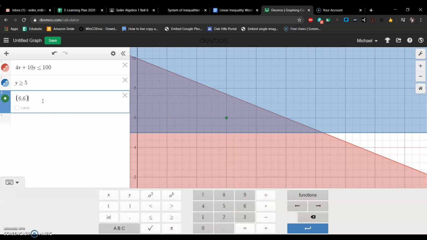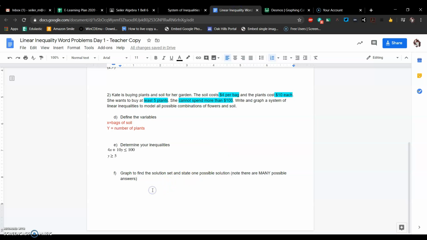So I type it in Desmos just to make sure it works, and it does. Like I said, there are lots of possible combinations. I could type in 2, 7. Because it's saying that she's going to buy 2 bags of soil and 7 plants. 6 bags of soil and 6 plants. So anything inside here is going to work. So I'm going to come back here, and the first answer I chose was 6, 6. And we're done.